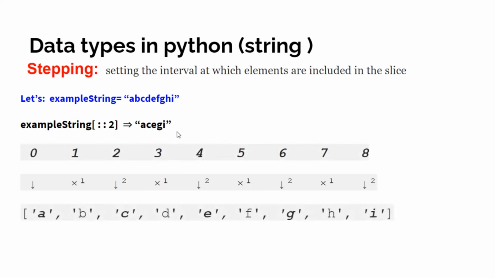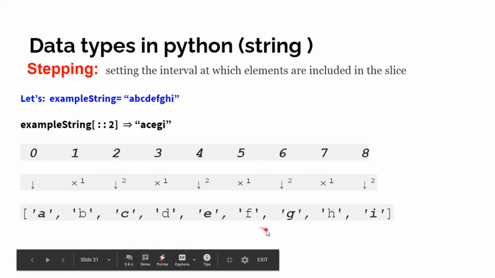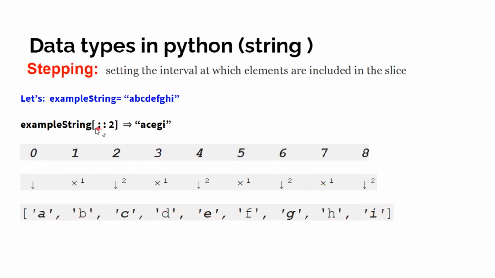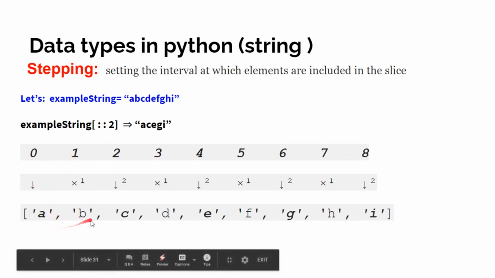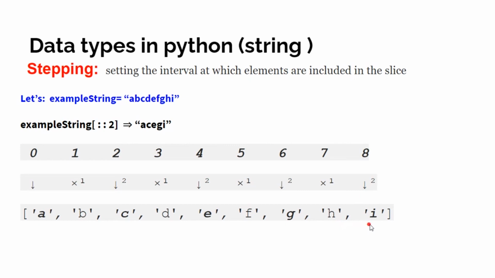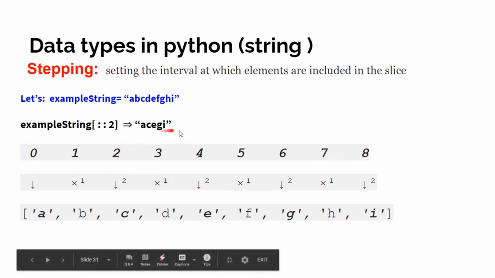Here you can see that this is A, B, C, D, E, F, G, H, I. Suppose we pass nothing for start and stop, so we will start from 0 to the end. Here we are setting the step to 2. So first we take this value and skip this, take this value, skip this, take this value, skip this, take this value, skip this, take this value. So the result will be ACGI.